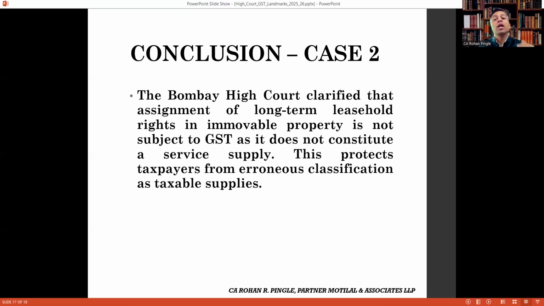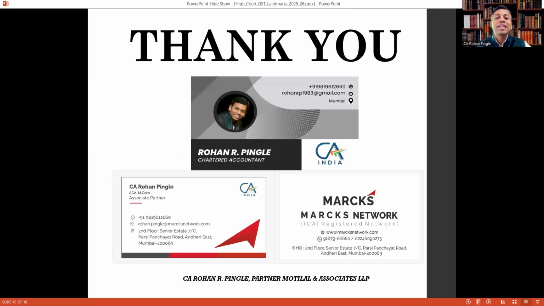So what we can conclude from this case is that the Bombay High Court clarified that the assignment of long-term leasehold rights in immovable property is not subject to GST as it doesn't constitute a service supply. This protects taxpayers from erroneous classification as taxable supplies. So that's it for today.